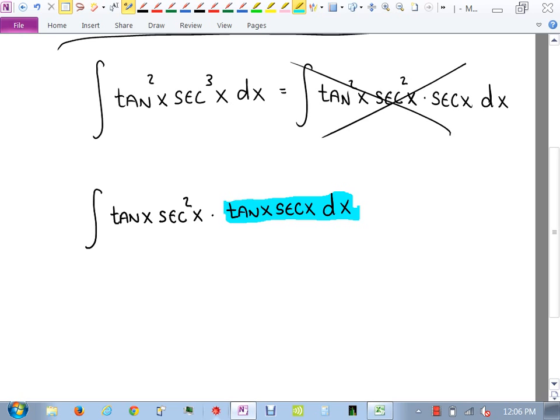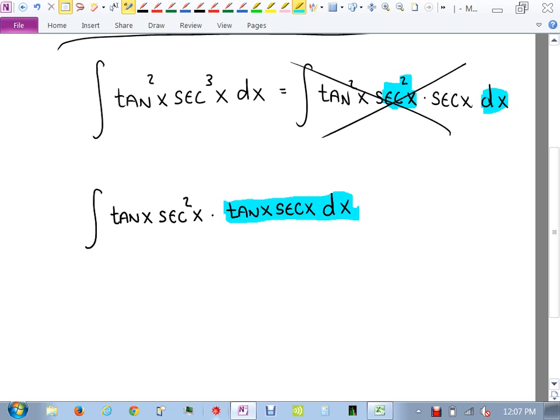So I crossed out the one up here because what? Why did I cross out this one up here? The secant squared x dx is the derivative of tangent, but I didn't have just tangent. I had that secant sitting there. Here, I kind of rewrote it where I have tangent x secant x dx. That's the derivative of secant, but here I don't have just secant. I have a tangent also.